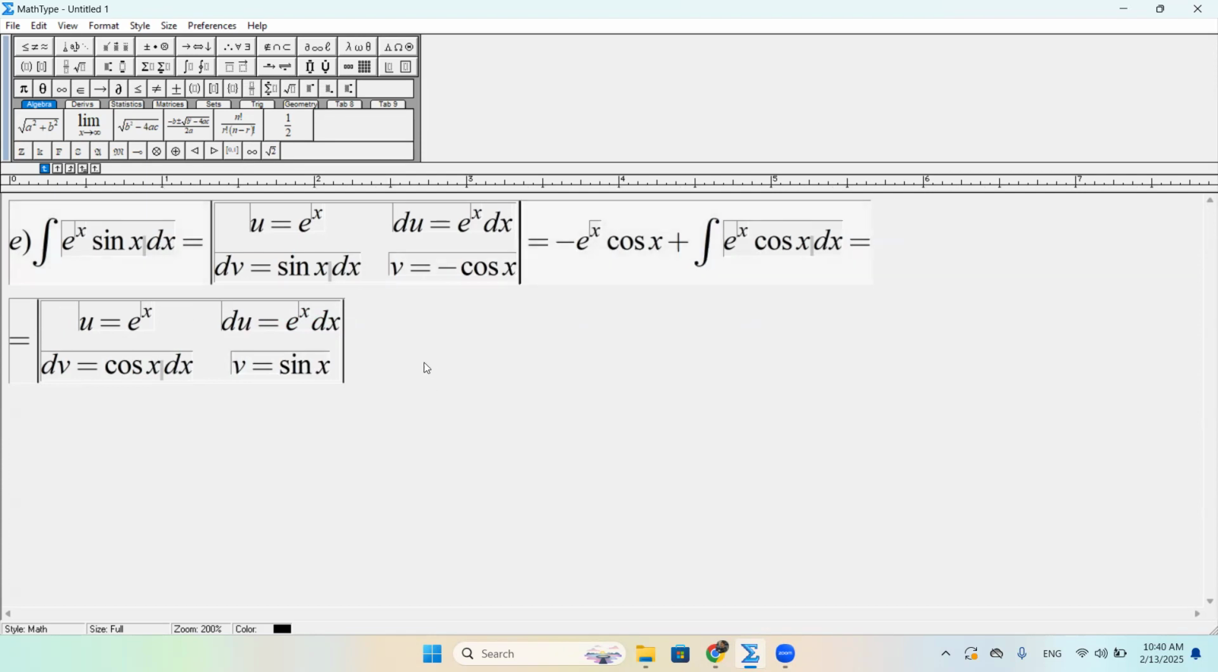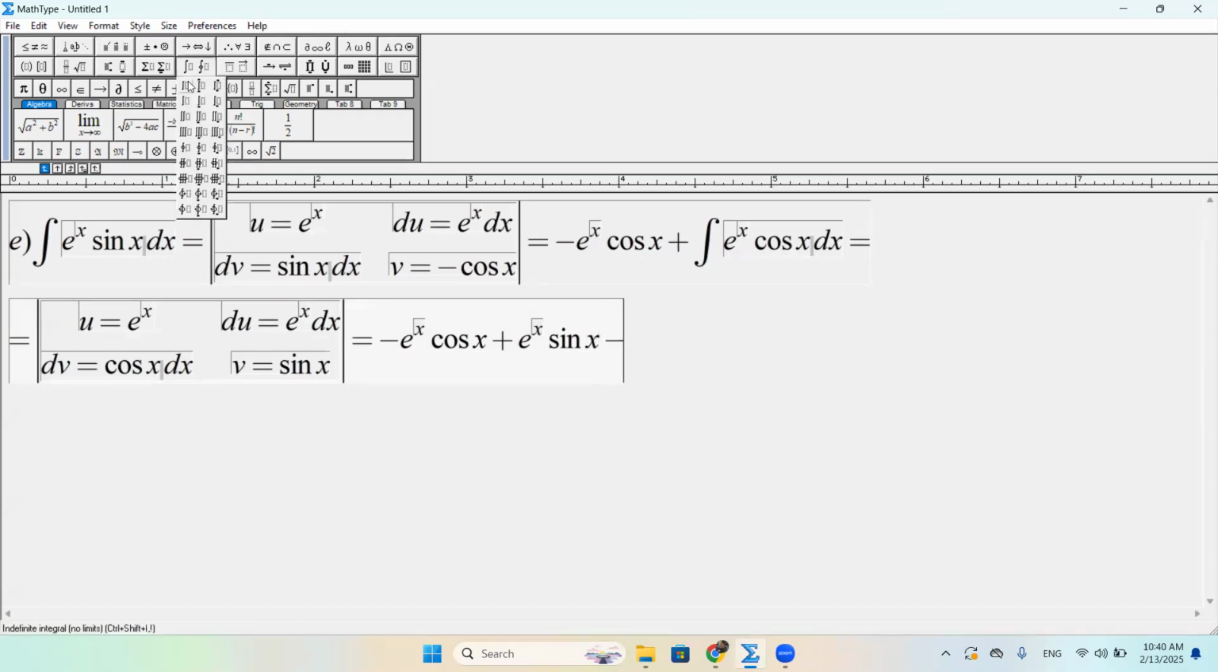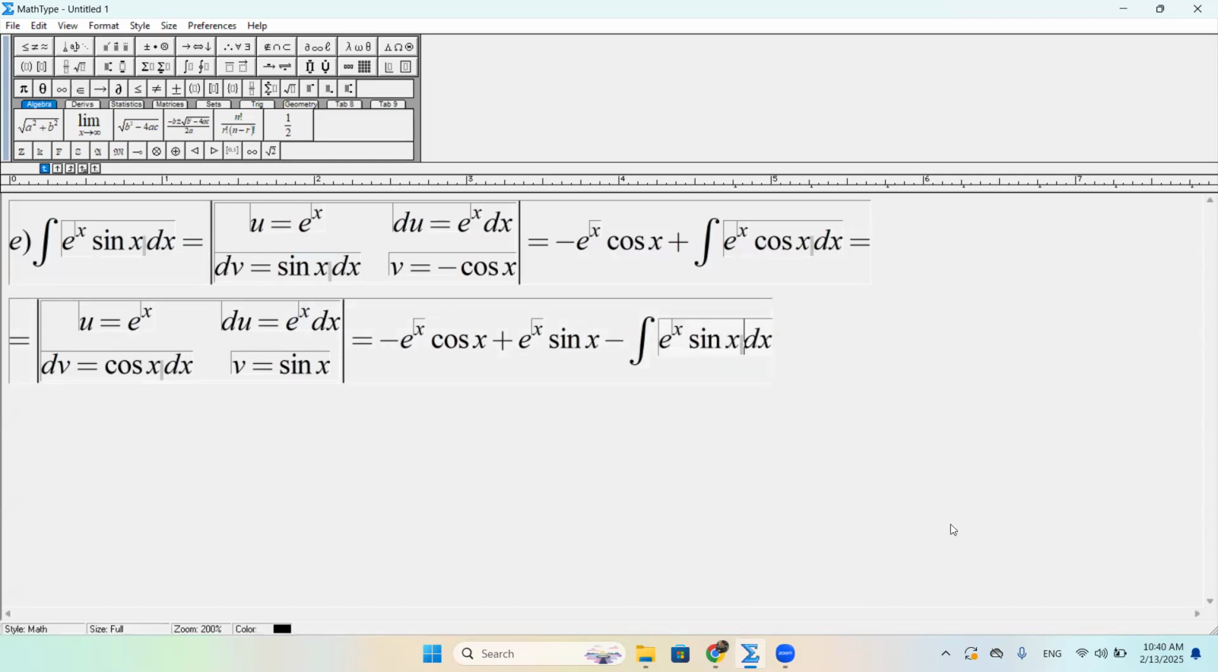So, plus uv, e to the power of x times sine of x, minus, now let's move u, v and du under the integral, e to the power of x sine of x dx. And I have a question. What do you see now?